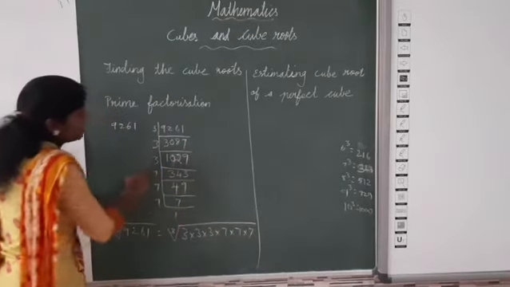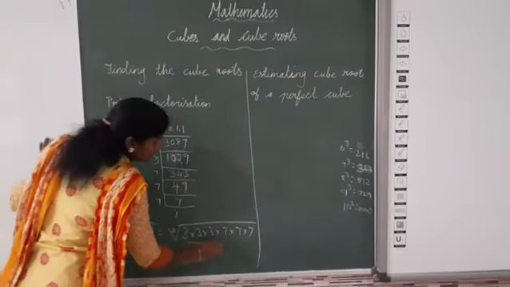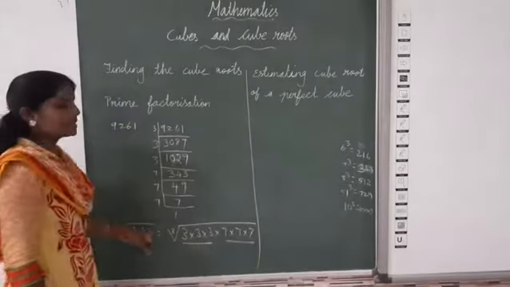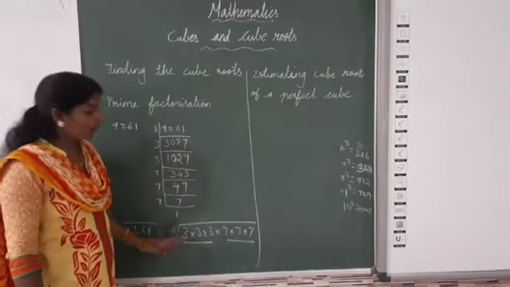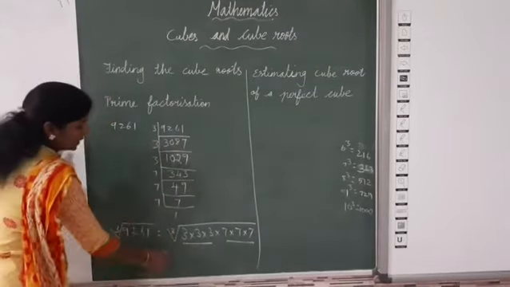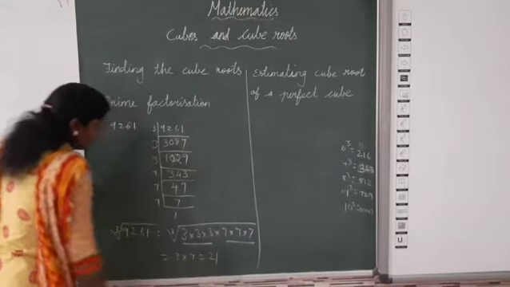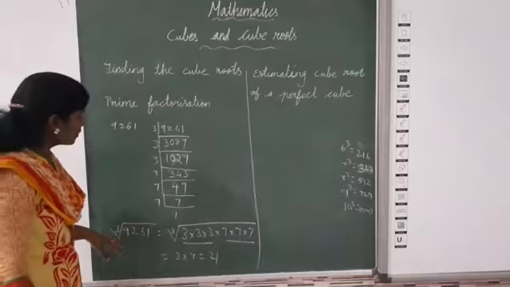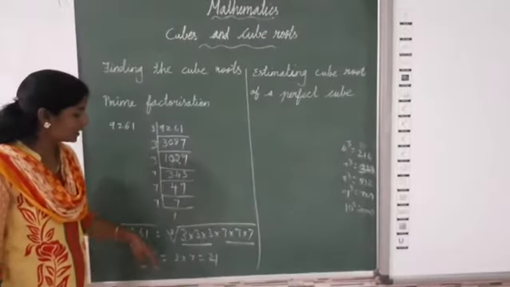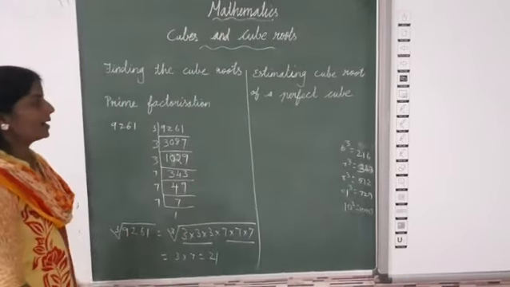3 into 3 into 3 into 7 into 7. 3 times 3, 3 times 7. Because this is a cube root, we can take 3 in 1 outside. So 3 into 7 equals 21. The cube root of 9261 is equal to 21. That is the answer.